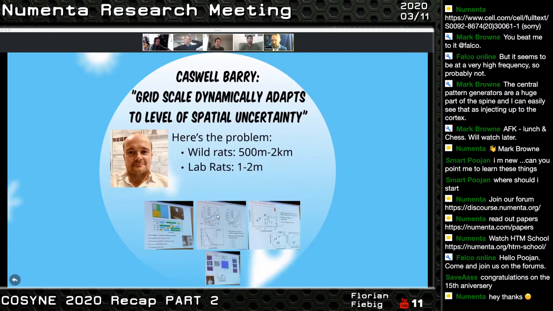Caswell Barry gave a talk about this, of course, that wild rats are running thousands of meters, whereas our lab rats are always in little boxes with a meter or two in diameter. So how sure are we really of all of the things that we are saying? Let me just quickly see if I can find the notes from his talk.